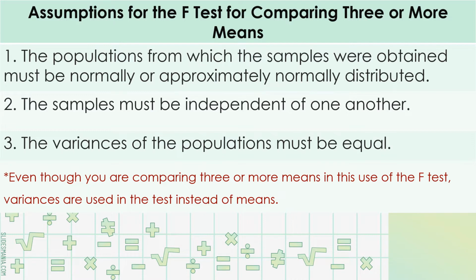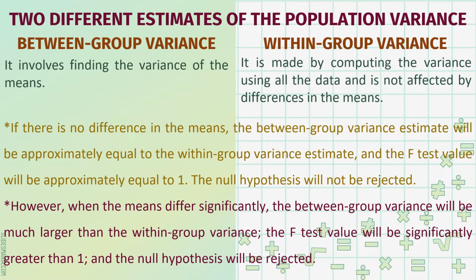And take note that even though you are comparing three or more means in the use of the f-test, variances are used in the test instead of means. There are two different estimates of the population variance. The first one is the between group variance, which involves finding the variance of the means. So meaning, this includes the differences in the means. The next one is within group variance. It is made by computing the variance using all the data and is not affected by differences in the means.